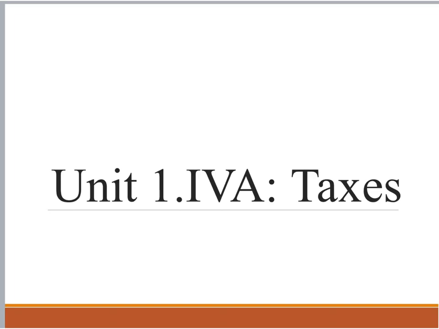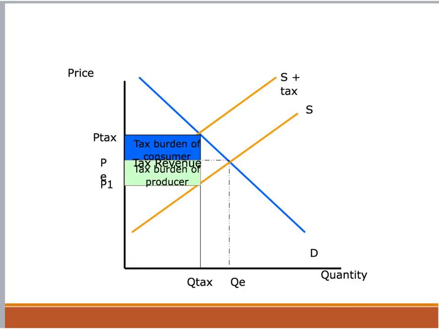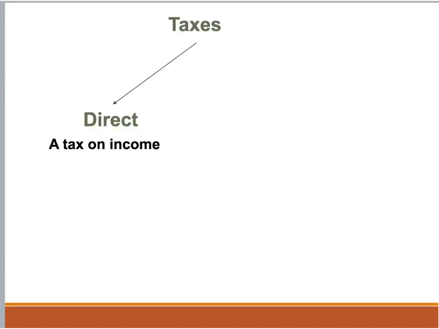Hello students, in Unit 1.4a we will be focusing on taxes and how they impact the market and its stakeholders. Taxes have a significant effect on markets because they alter product prices by creating a wedge between the amount consumers pay and the amount sellers receive. This in turn prevents market equilibrium from being achieved, leading to inefficiency in the market.